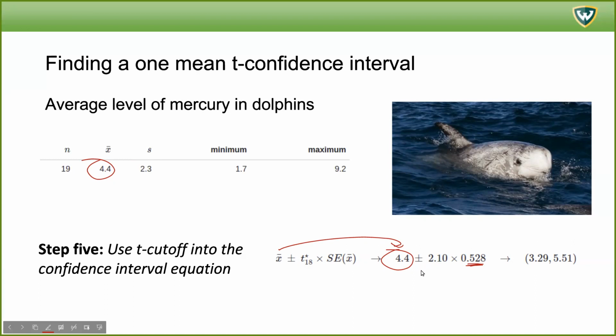So our confidence interval with 95% confidence is going to be 4.4 plus or minus 2.1 times 0.528, which gives us these numbers here. So we can be 95% confident that the mean level of mercury in dolphins is between 3.29 and 5.51. So that's what we just did here, and this is the kind of information we just got. We'll continue on with other aspects of the mean test. This is one part of the mean test, and then we'll do another one to find the probability values.